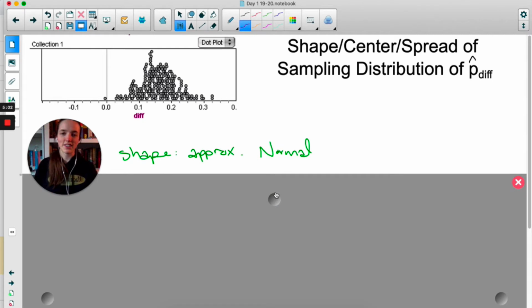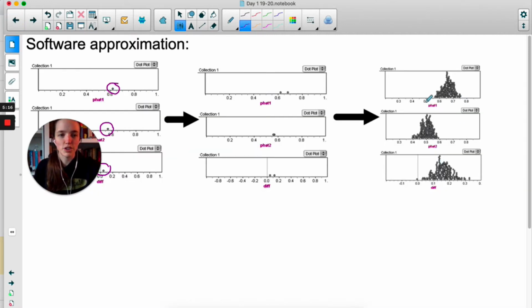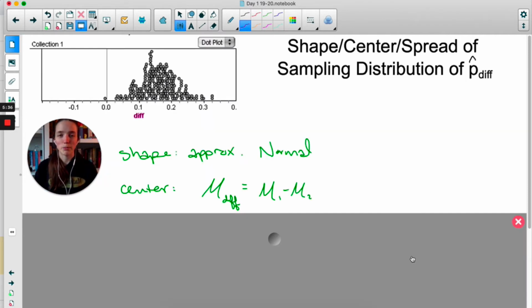So the shape definitely seems approximately normal. We've got some weird stuff going on over here, and I don't know why it's all curvy, pixels, hashtag pixels. But it looks approximately normal. And if you look at the original 2 distributions, P hat 1 and P hat 2, both of those looked approximately normal as well. So if we subtract them, we're going to get something that's also normal. Now the center, you have to think back to when we combined variables. The center of this distribution is just going to be the center of the first distribution minus the center of the second distribution.